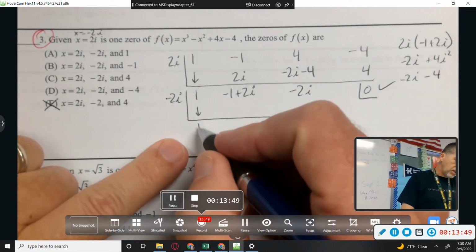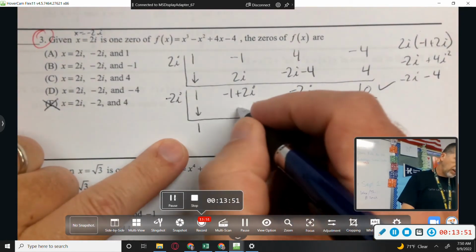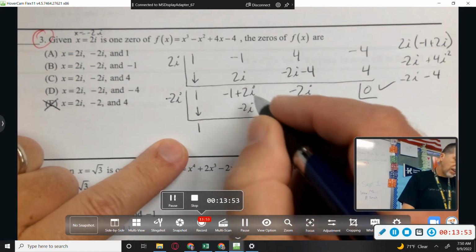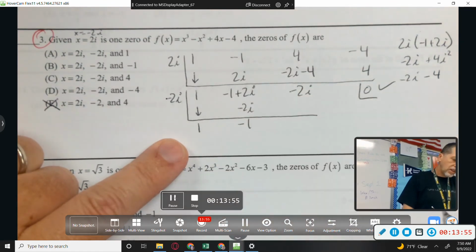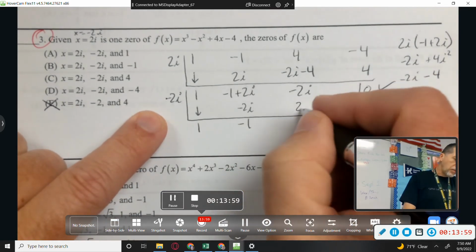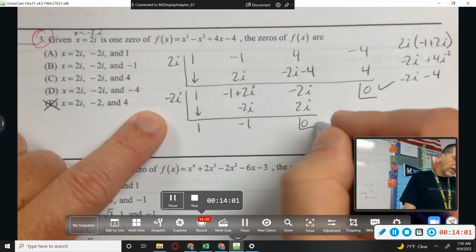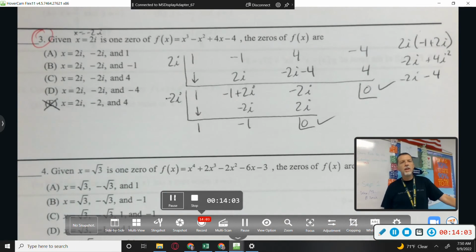So 1 times negative 2i is negative 2i. I can add those. Negative 2i times negative 1 is a positive 2i. So those add to 0. And now what do I do with 1, negative 1? What is that?